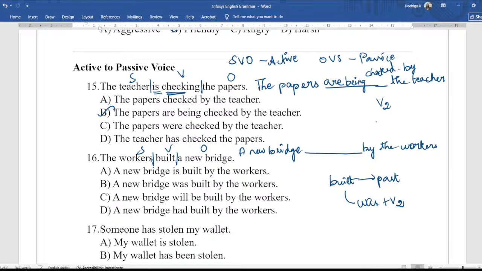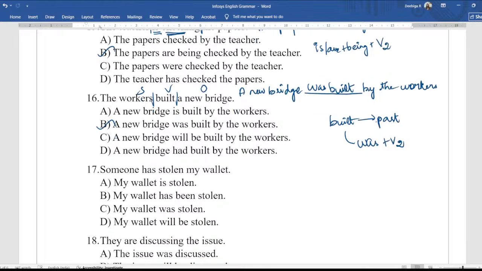What you have to do is remember these. For present continuous, when you convert from active to passive voice, you have to use is or are plus being plus V2. And here also you remember was plus V2. So here it would be was built. A new bridge was built by the workers. Simple, right? If you know the rules, grammar is pretty easy.